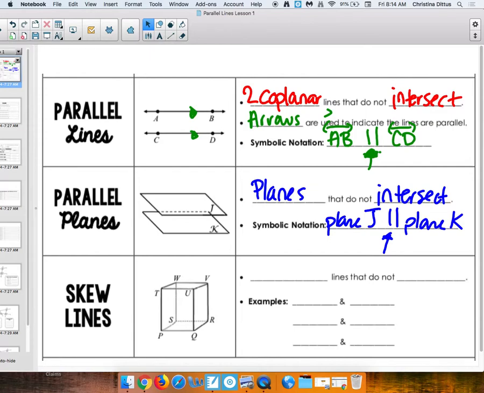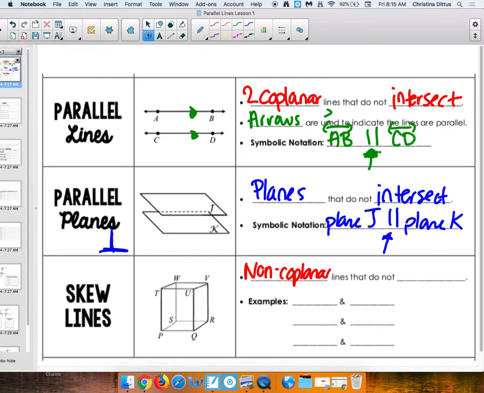From last section, kind of different than parallel, this is perpendicular. So this they intersect, that one they do not. Alright. We also have skew lines. Skew lines are non-coplanar. What does non-coplanar mean? I don't know. No. Good. Not on the same plane.